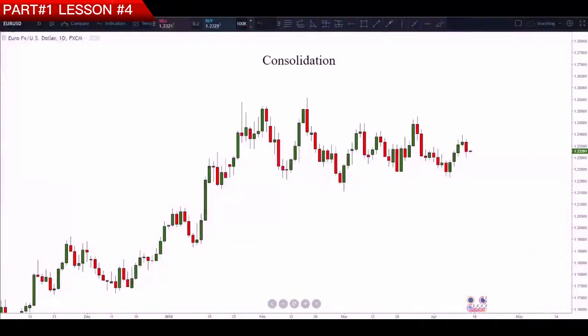Okay guys, so next up we're taking a look at consolidation, and here on the Eurodollar daily chart, we have a great example of consolidation. So the way we can define a consolidating market is a market that's bouncing around in between a support and resistance level. What do I mean by that?